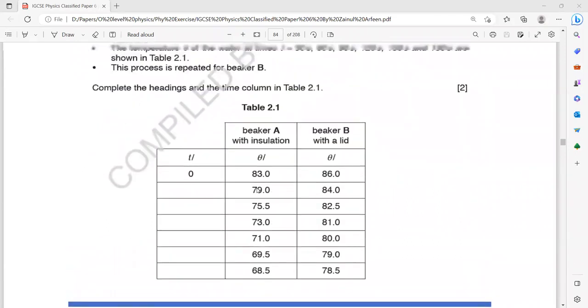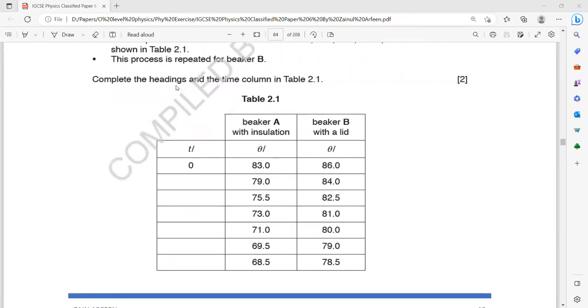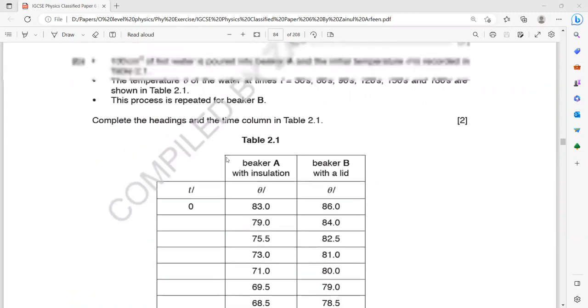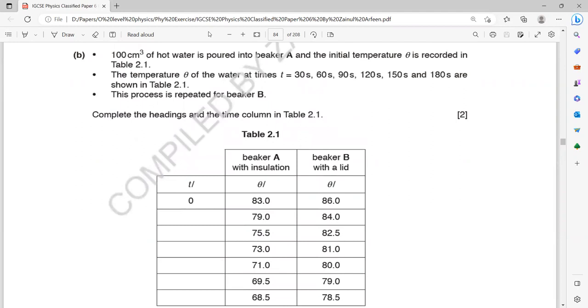So you have to complete the question, the process for beaker B is also done. Complete the column heading, basically, and the time column. You can use the screen annotation to complete the column heading. Column heading means the units. What is the unit of time? Second. So the unit of time is second, so we will write second here. And the unit of temperature is degree Celsius.